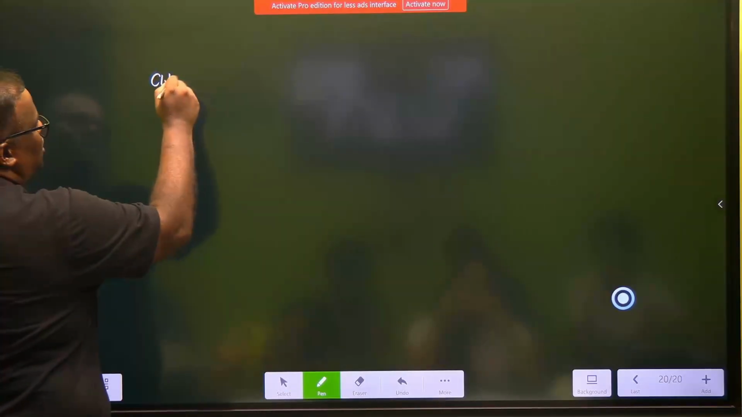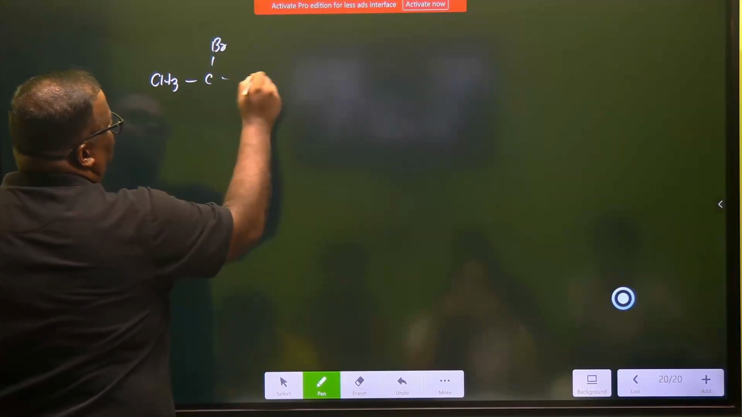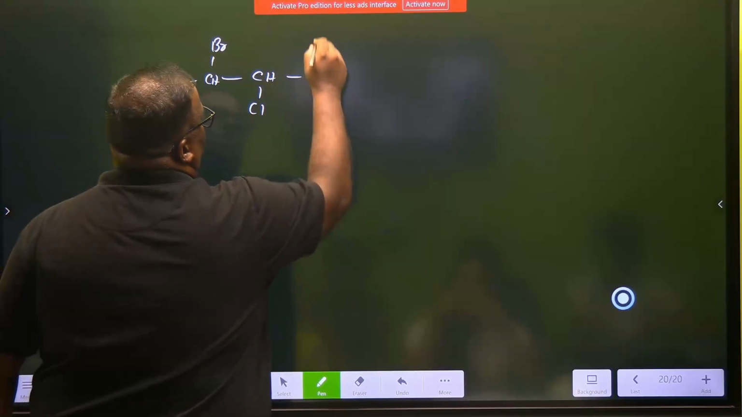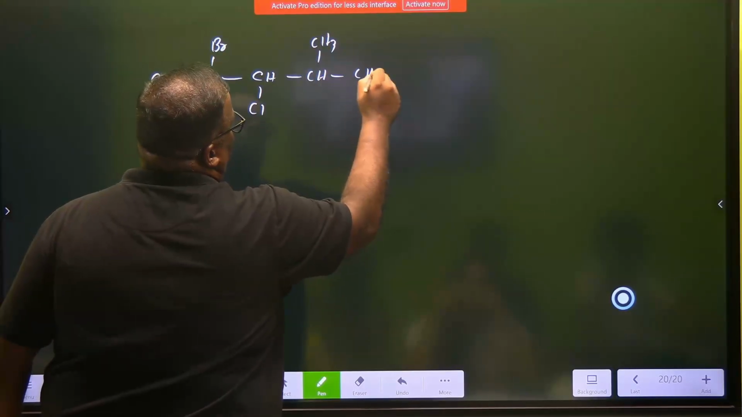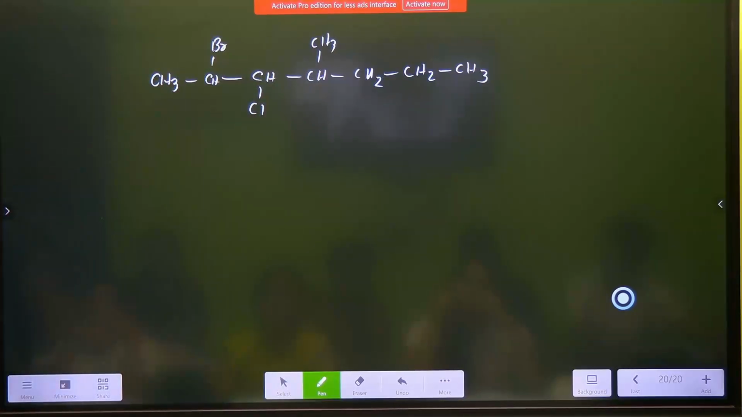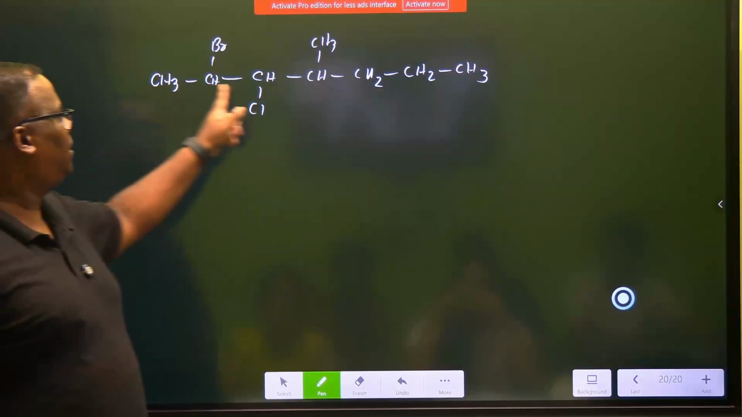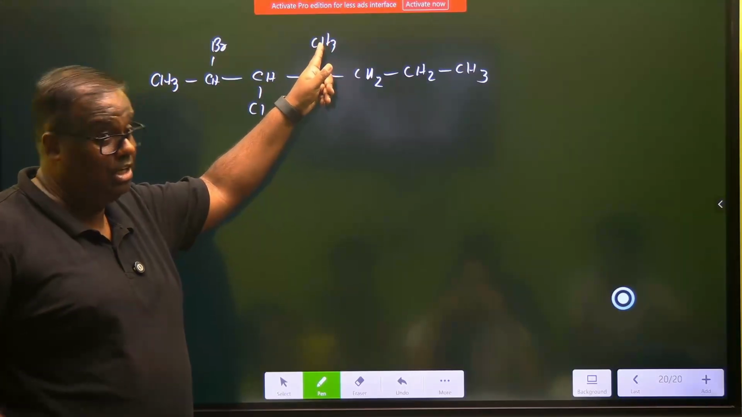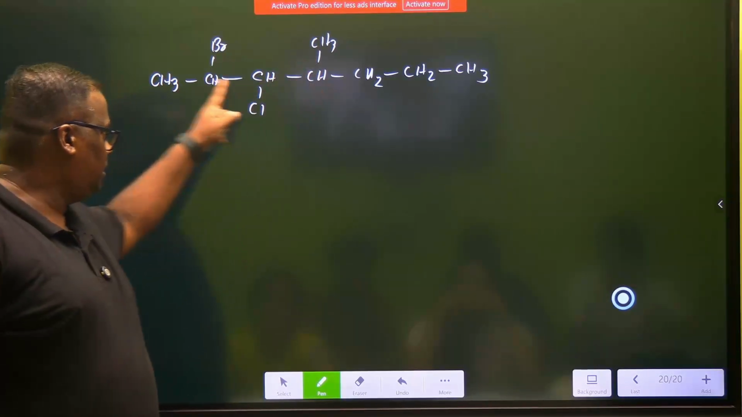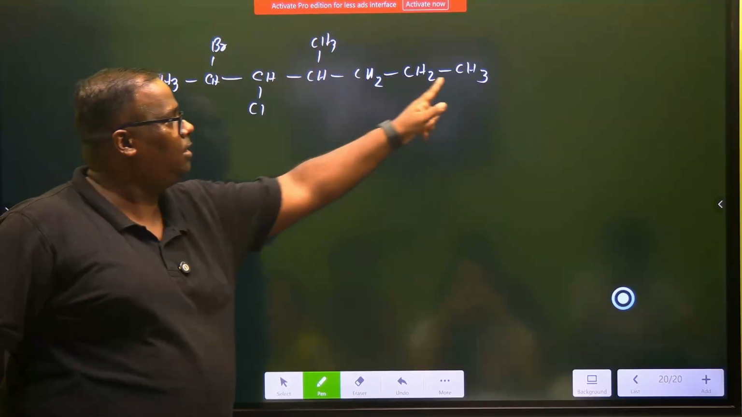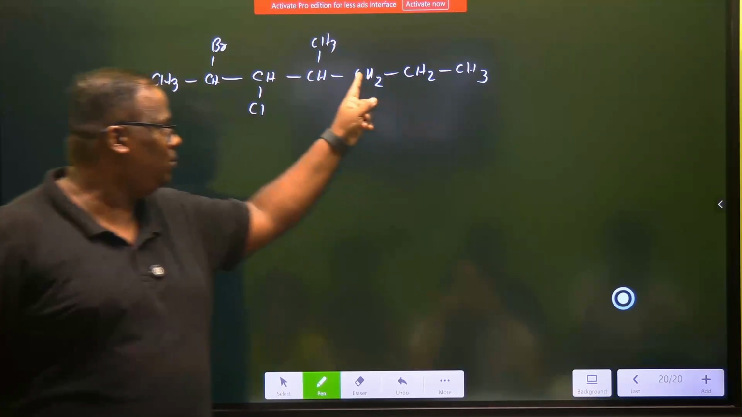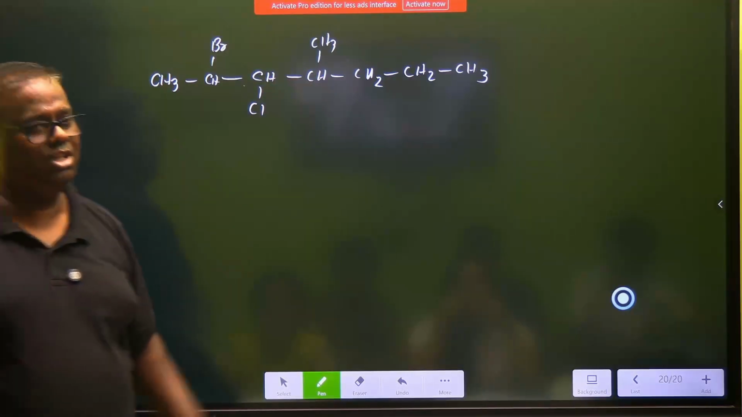A complex compound. CH3, C, Br, C, Cl. Okay, CH, CH, CH, CH3, CH2, CH2, CH3. Let's see. Longest chain. Only carbons. 1, 2, 3, 4, 5. But this way, 1, 2, 3, 4, 5, 6, 7. The longest chain is this one.